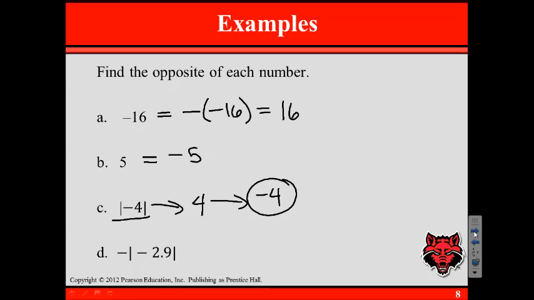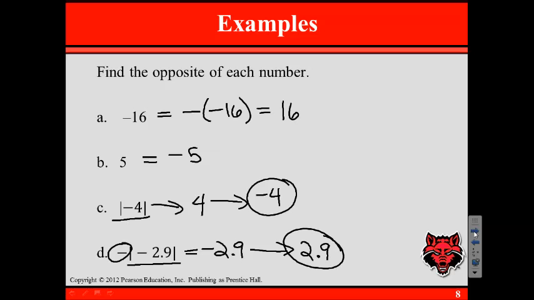Let's work D the same way. The absolute value of negative 2.9 is a positive 2.9. But because we have a negative sign on the outside, the answer will actually be a negative 2.9. And we have not found the opposite yet. We've only evaluated the original expression. The opposite of negative 2.9 is a positive 2.9. And these are the final answers for each of these four examples.